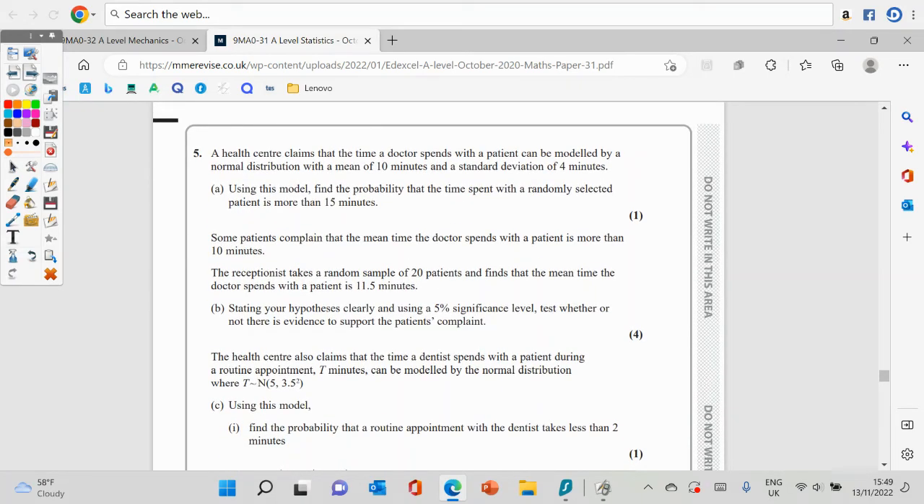A health centre claims that the time a doctor spends with a patient can be modelled by a normal distribution with a mean of 10 minutes and a standard deviation of 4 minutes. Using the model, find the probability that the time spent with a randomly selected patient is more than 15 minutes.